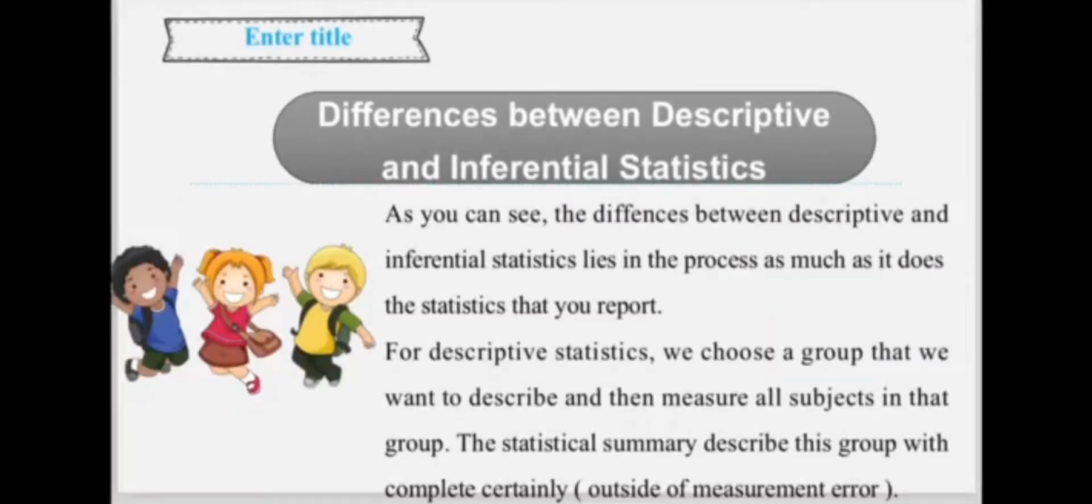Next is the last slide, differences between descriptive and inferential statistics. As you can see, the difference between descriptive and inferential statistics lies in the process as much as it does in the statistics that you report. For descriptive statistics, we choose a group that we want to describe and then measure all subjects in that group. The statistical summary describes this group with complete certainty or outside of measurement error.